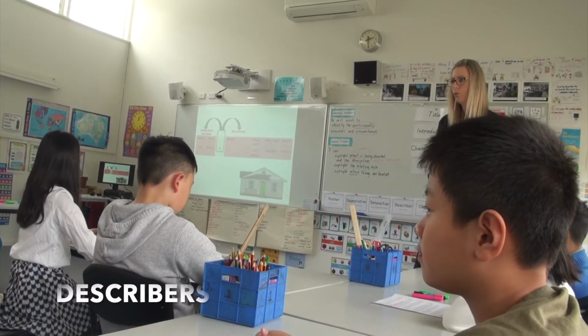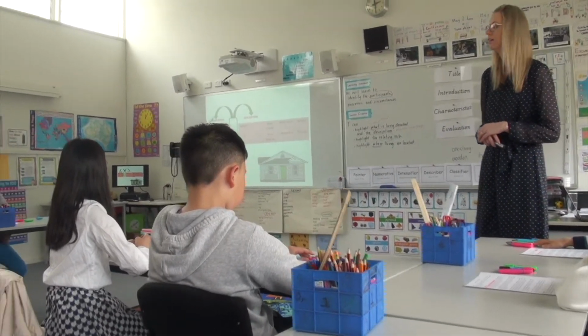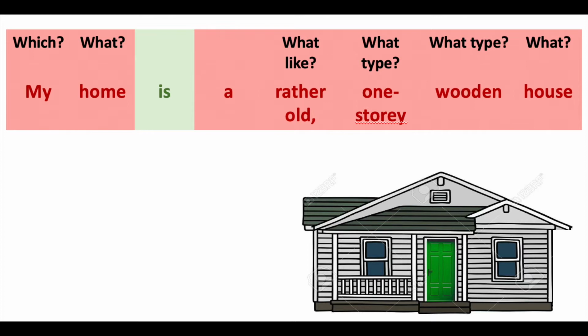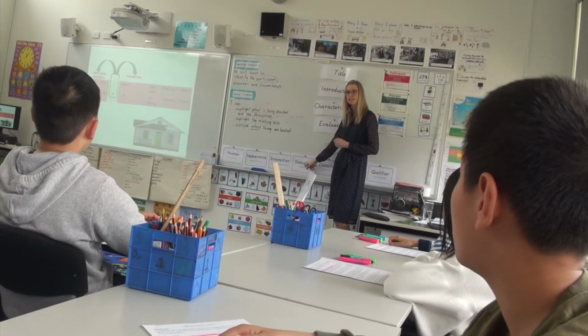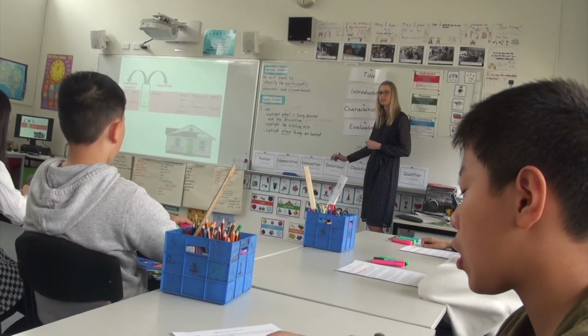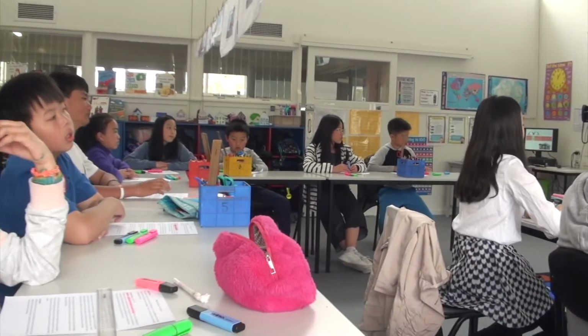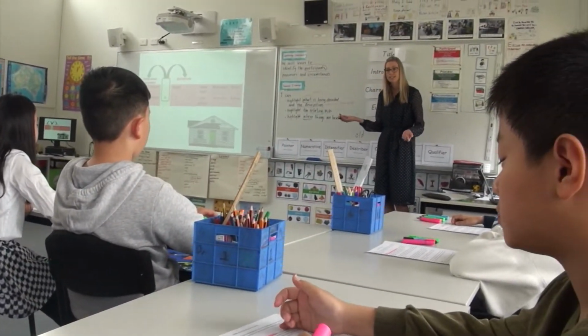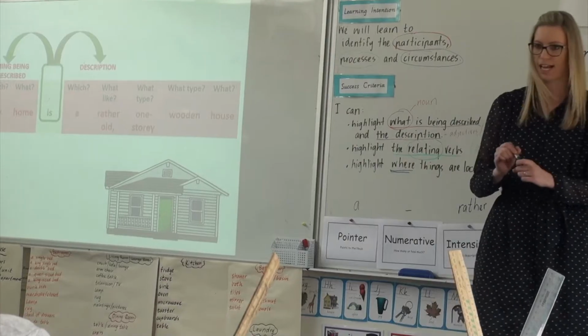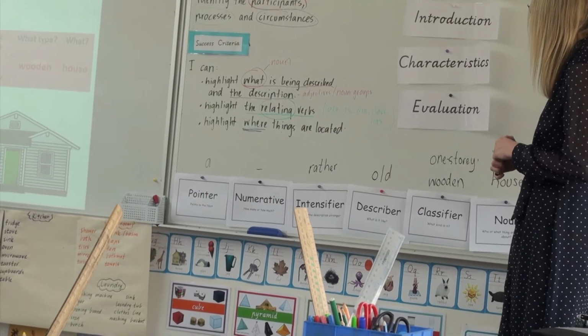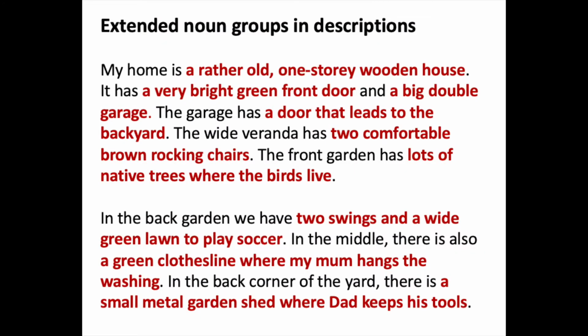Who can tell me? What is the house like? Will. Rather old. It is, yeah. And there's one word there that specifically is an adjective or a describer. Which word is the adjective or the describer? Old. And how old is it? Rather. Which house is it? It is a rather old, one-story wooden house. Noun groups are an important resource in descriptions as they can be expanded to include lots of detail.